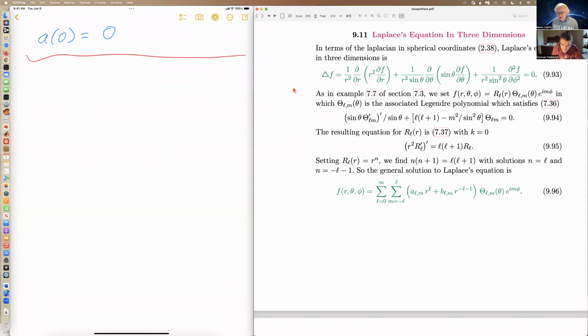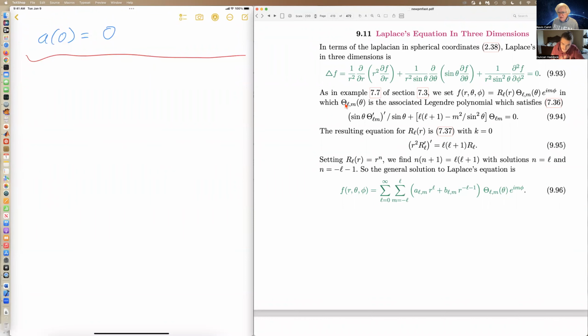And what you do, as again we found in example 7.7, is that f is r to the L, this capital Theta now with 2 indices, L and M, e to the im phi, and Theta satisfies the associated Legendre equation. It's called an associated Legendre polynomial, and it's a polynomial in cosine theta and sine theta. And it satisfies this equation. The equation for r sub L, on the other hand, is this equation. And we see once again that n can be L or minus L minus 1.